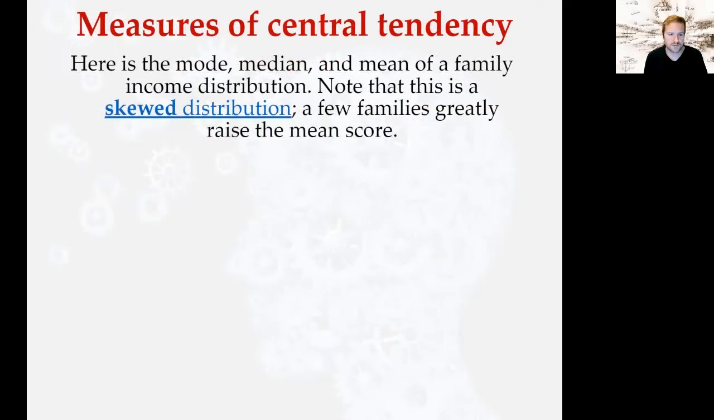So measures of central tendency. So here's the mode, median, and mean of a family income distribution. Note that this is a greatly skewed distribution. A few families greatly raise the mean score.